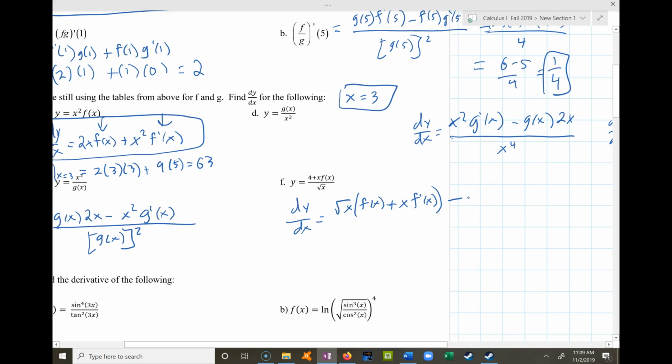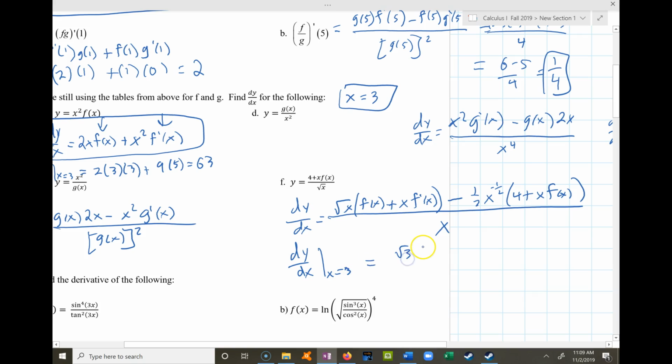So the derivative of square root of x, that would be 1/2 x to the negative 1/2 times 4 plus x f of x, all over square root of x squared, just be x. And then again, if I wanted to evaluate that at 3, that'd be dy dx, evaluated at x equals 3.